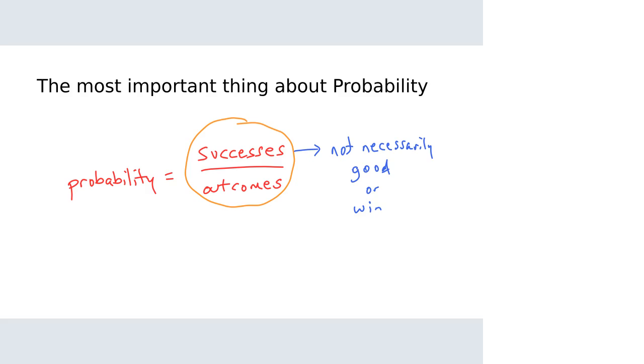You're also going to be asked to write probabilities as a decimal. If you're asked to write it as a decimal, you just take one more step and do successes divided by outcomes, and you'll get a decimal that will represent the probability. This is the most important thing about probability. Now let's take a look at how it works.